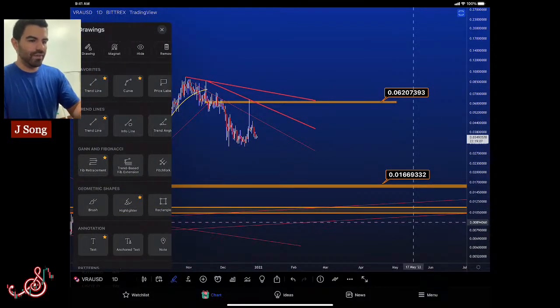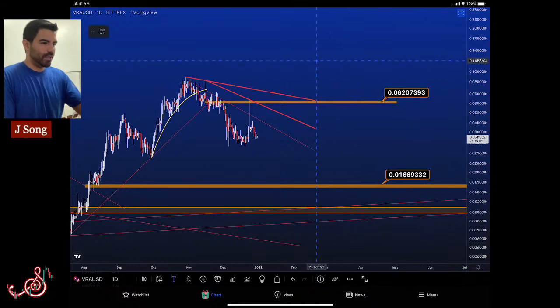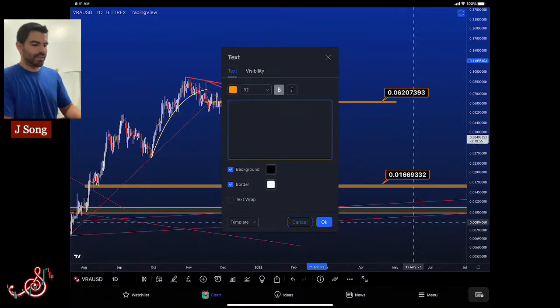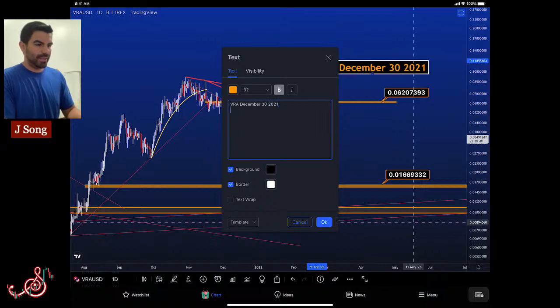Who asked for VRA? If you're still in here, let's give you your choice of colors, because I haven't done VRA yet. You can choose a border color. You can choose 2 or 3 colors, and a border and a text. VRA. I'll give the 1%. Right, VRA, and this is going to be December 30th, right? 2021.